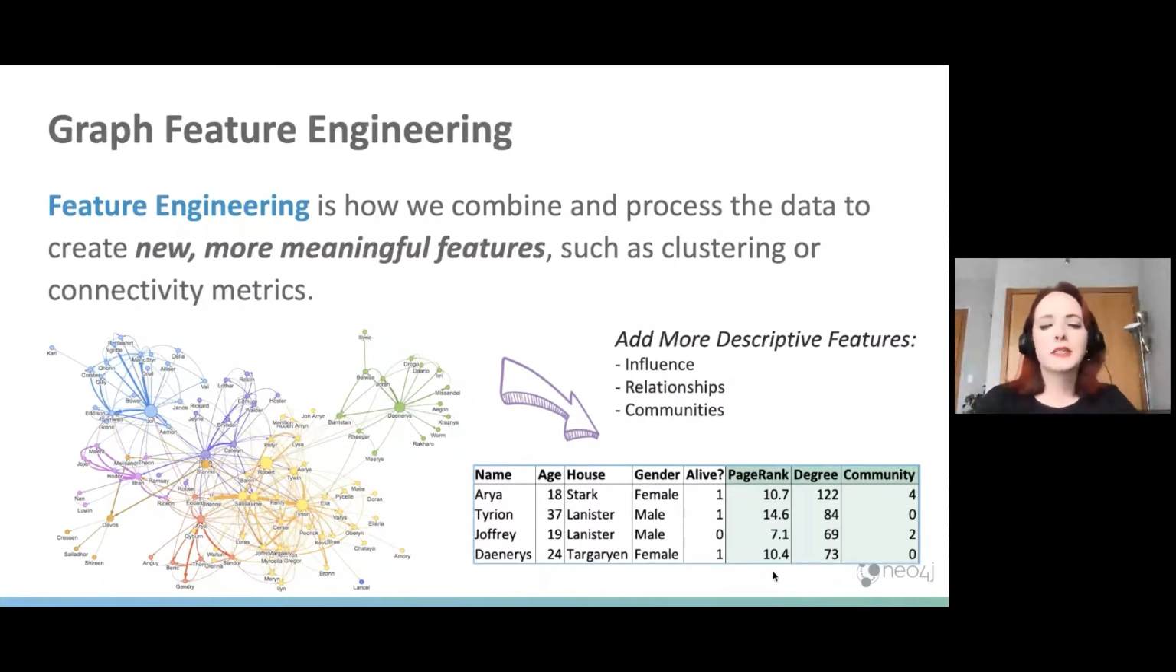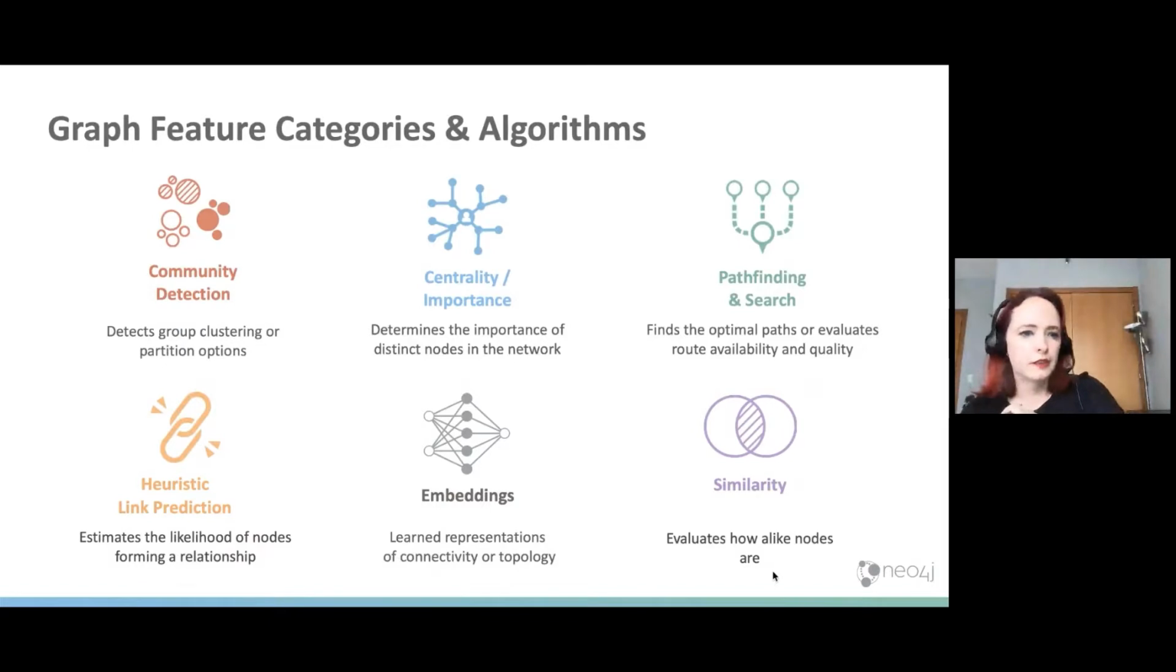I could have started off with my tabular data of who's in which house, but then I can start running graph algorithms and adding columns that represent things like influence with PageRank, or relationships with degree centrality, or which communities individuals interact with using something like Louvain. So I'm just adding columns to my data set. Neo4j has 5 categories of graph features, and is coming up on a 6th one shortly. We talk about community detection, which is how you partition your graph into clusters based on which nodes are more tightly connected to each other than other nodes in the graph. Label propagation and Louvain are examples of this.